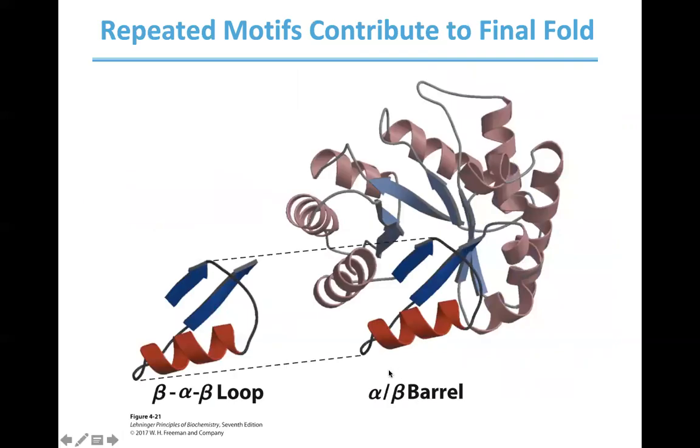Now, if you have a whole bunch of these beta-alpha-beta motifs, they can aggregate further to form what's known as an alpha-beta barrel. It's very common among proteins which accept various drugs. This area here is very hydrophobic, and so various drugs and small molecules can get inside.